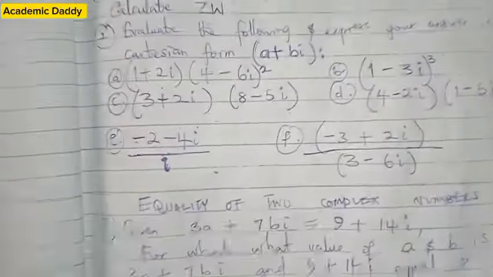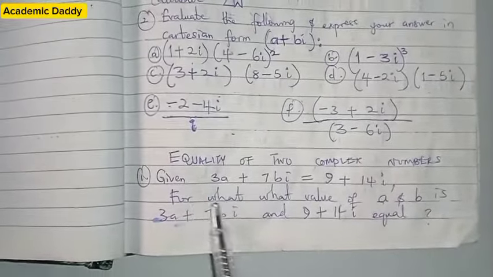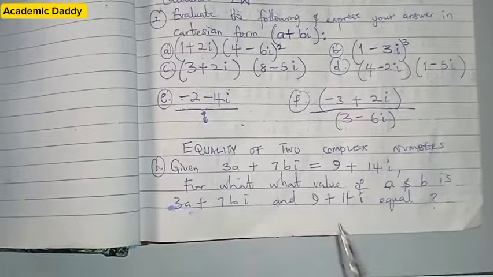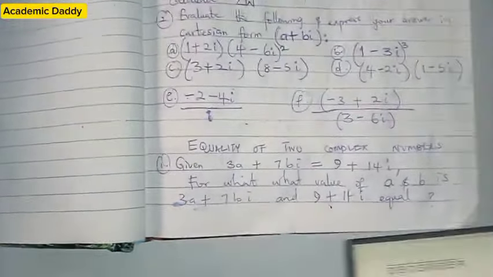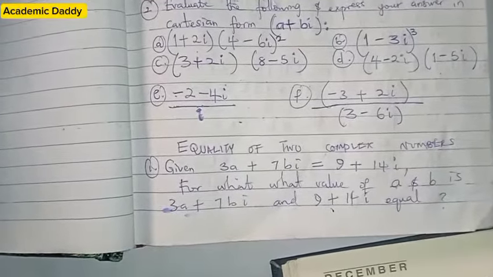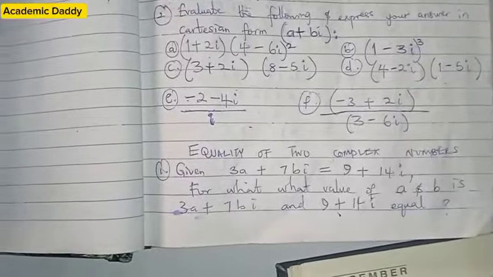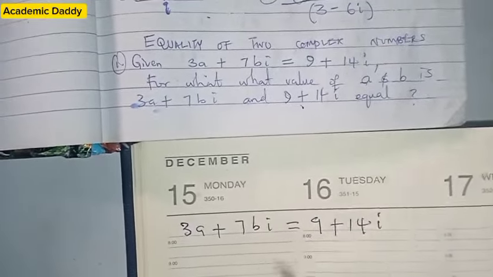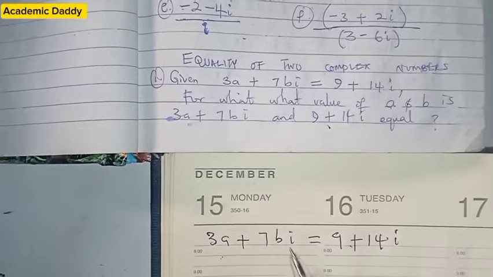So the next one we have to do is equality of sets. So we've done addition of complex numbers, we've done multiplication of complex numbers. So you solve the remaining ones for me as your classwork using the same method. For this one, given 3a plus 7bi equals 9 plus 14i, for what values of a and b are 3a plus 7bi and 9 plus 14i equal? So I will simply write what I'm given: 3a plus 7bi is equal to 9 plus 14i. For complex numbers to be equal, the real part must be equal to the real part, and the imaginary part must be equal to the imaginary part.